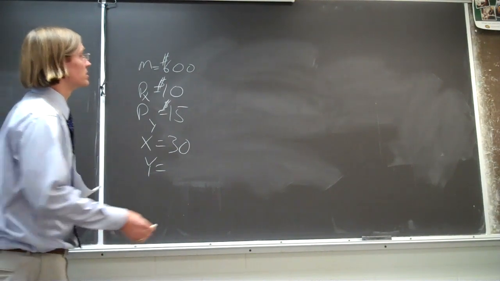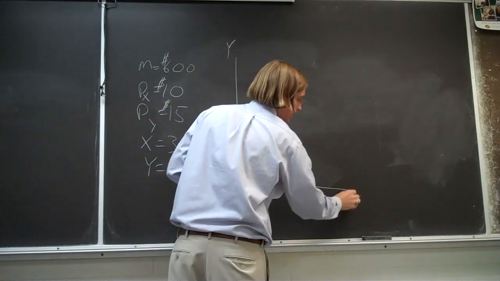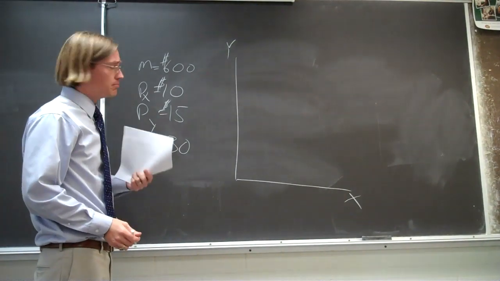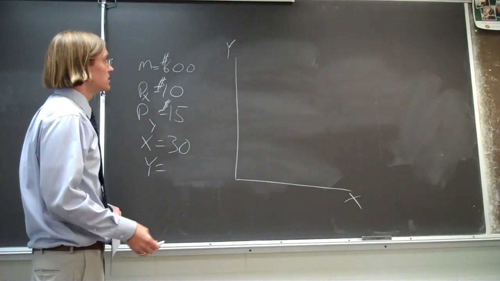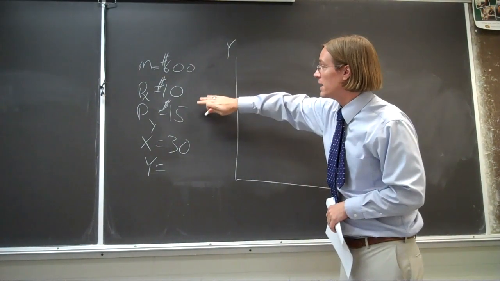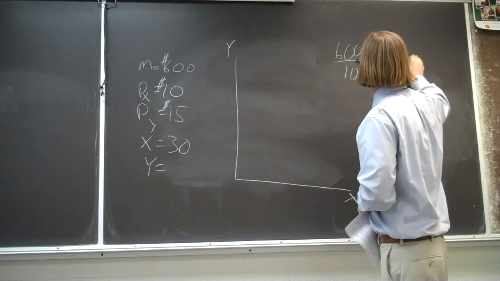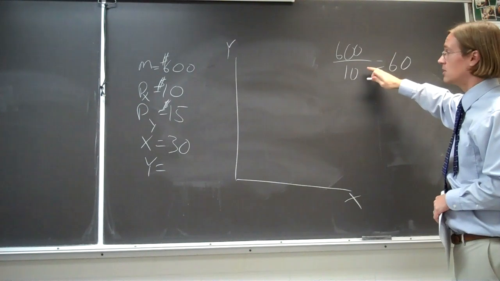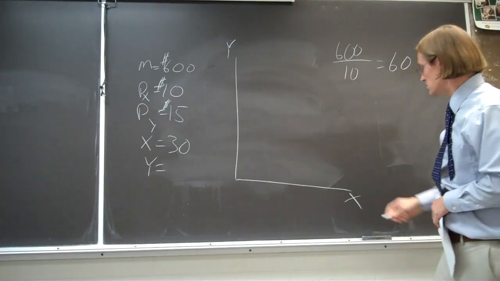So the way that I start this is I draw my XY axis, and I say, okay, if I'm going to consume all of my budget on good X, how many units of good X can I purchase? If I've got $600 and good X costs $10, then I should be able to purchase 60 units of good X.